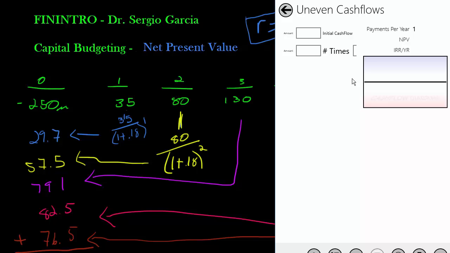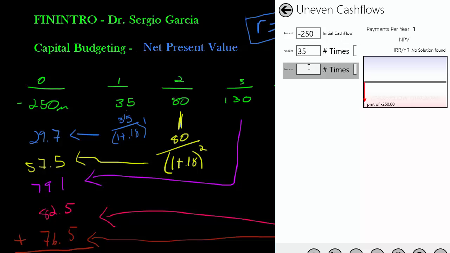And you'll notice that this is a little confusing. My initial cash flow is negative 250. This is weird. Let's see what happens here. Let's just keep going. Negative 250. I'm going to do that 1 time. So my next amount is 35. Enter. Okay, so I'm going to add another cash flow. My next cash flow is, wait, no, this needs to be 35.